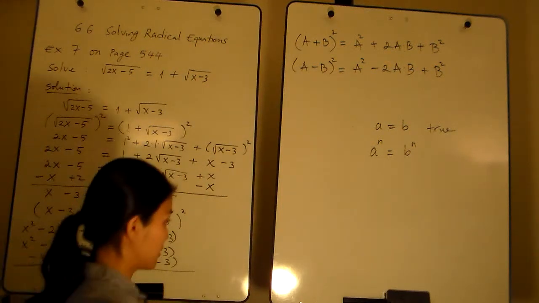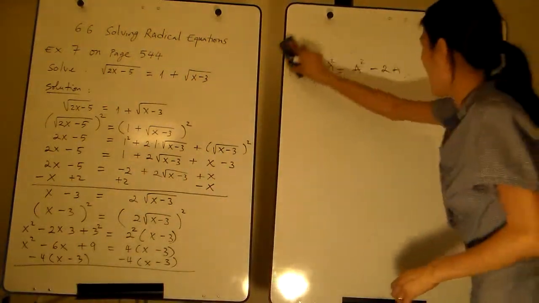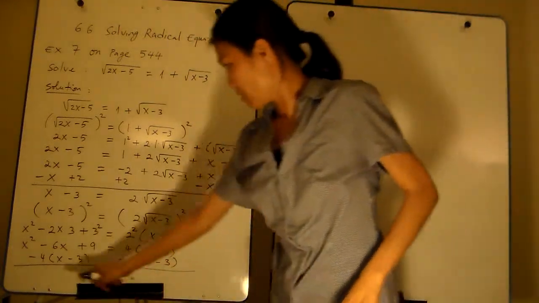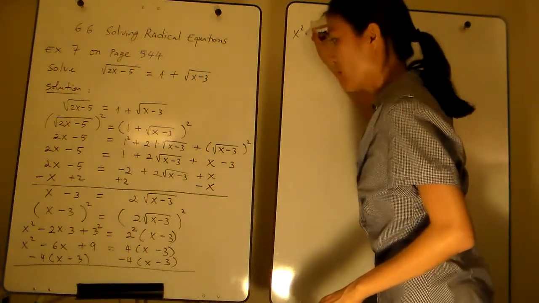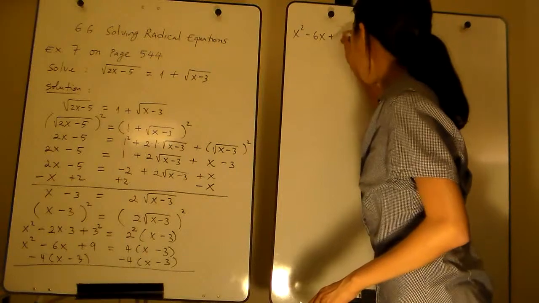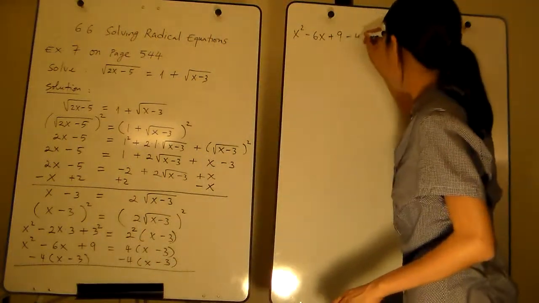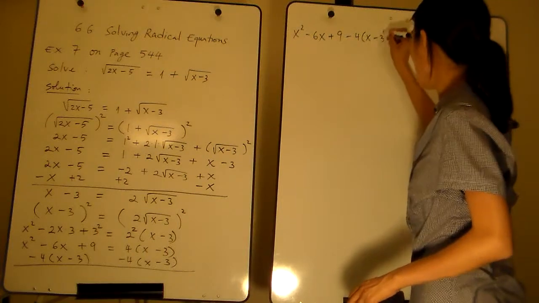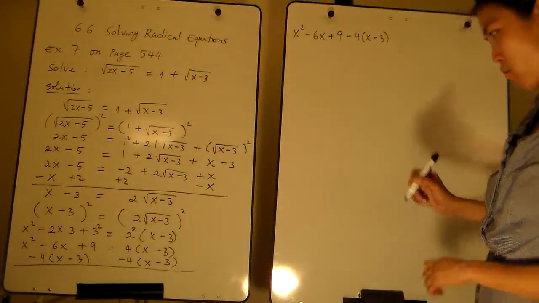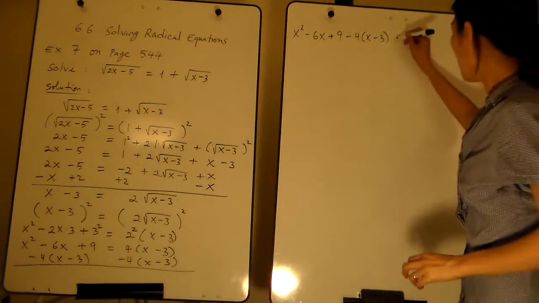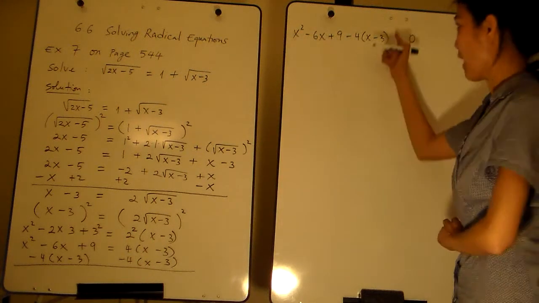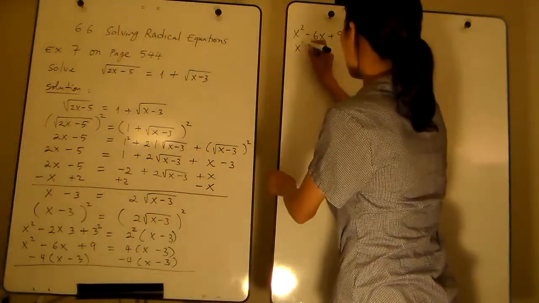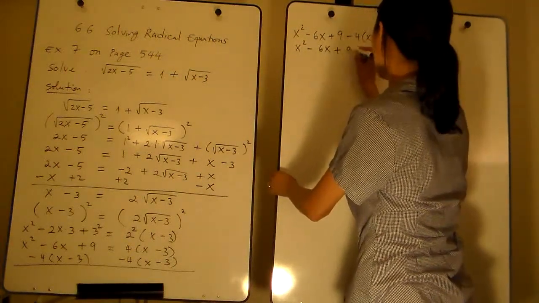And I'll continue here to the right. So all of this is x squared minus 6x plus 9, subtract 4 times x minus 3, equal to 0, okay? Now we can use the principle of zero, but before we can use that, let's simplify what we have on the left-hand side. So x squared minus 6x plus 9.